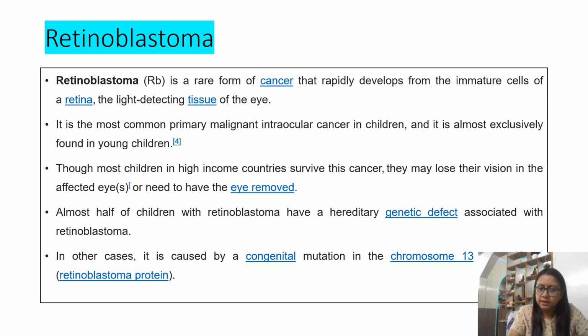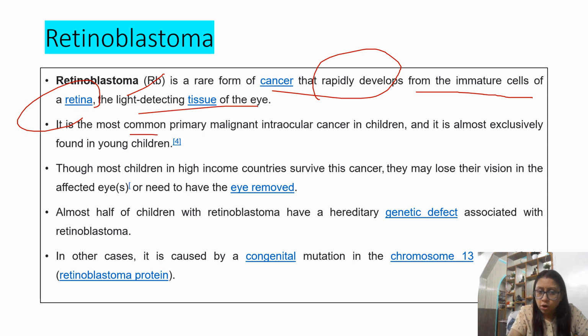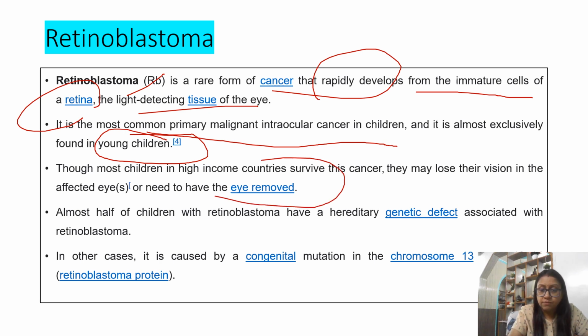Then the next category is retinoblastoma. Retinoblastoma is a rare form of rapidly developing cancer that develops from the immature cells of the retina, the light detecting tissue of the eye. It is the most common primary intraocular cancer in children and is almost exclusively found in young children. In high income countries they survive this cancer, but they may lose their vision or need to have their eye removed.